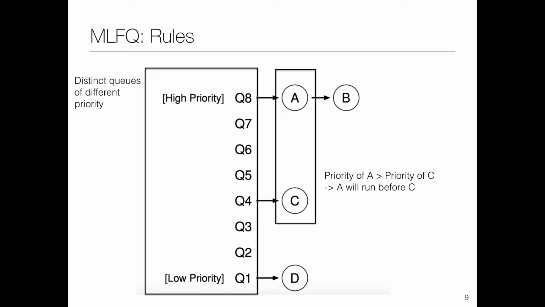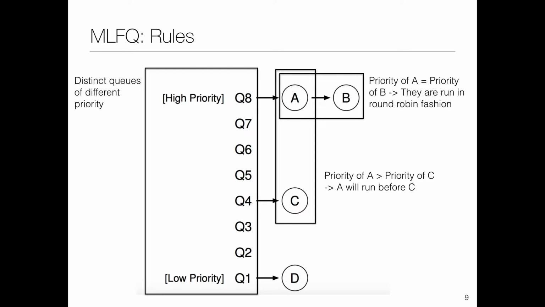You execute the first process for a quantum length, you execute another one, the second one, and so on and so forth. So these are the first 2 rules of MLFQ. The first one again, if priority of A is greater than priority of C, that is, if a process is in a higher priority queue, it will execute before the process in the lower priority queue. And if you have 2 processes in the same priority queue, they will run in round robin fashion.